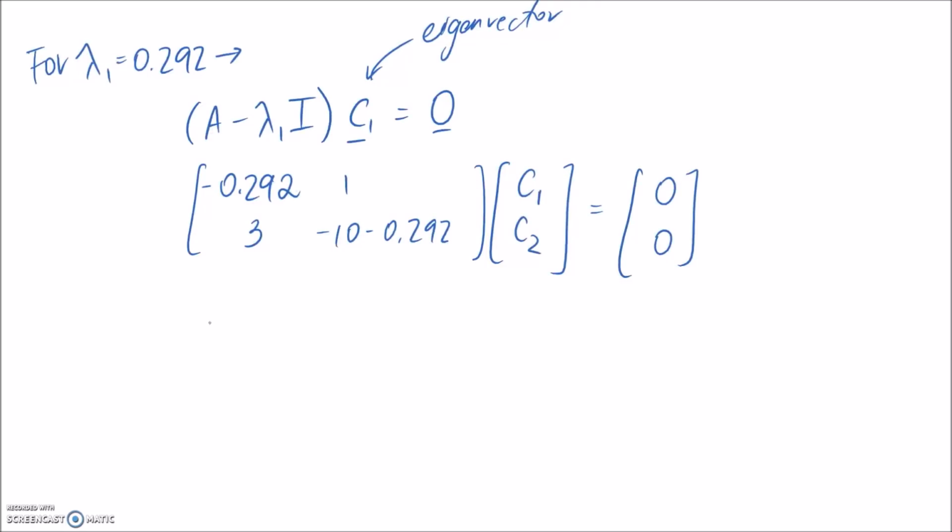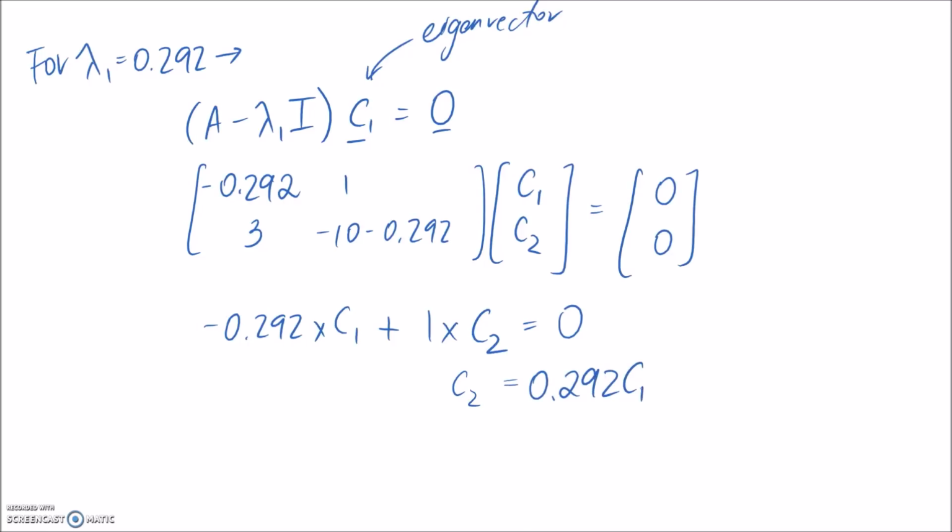So we can write this as negative 0.292 multiplied by the C1 that we see there, plus this next element gets multiplied by C2 for the row by column calculation, and we know it's equal to the first element up here, which is 0. Now what I'm going to try and do is rewrite one of these constants in terms of the other one, and the easiest way is to get C2 on its own, because it's already multiplied by 1. We get that by swinging this other bit to the other side of the equation, so it becomes 0.292 C1.